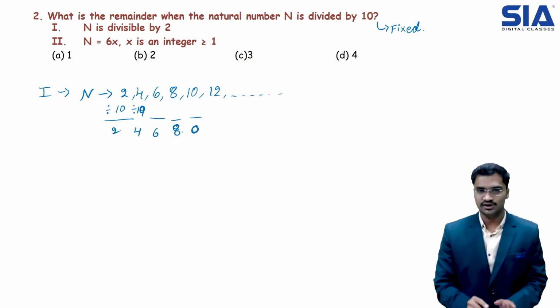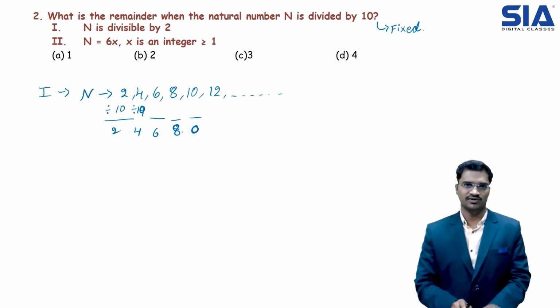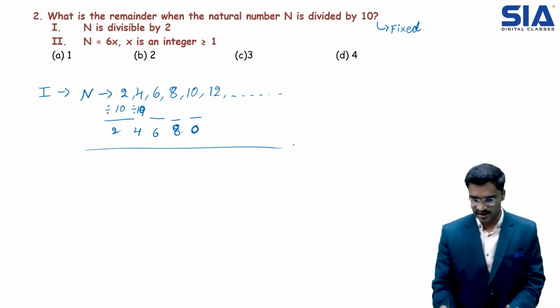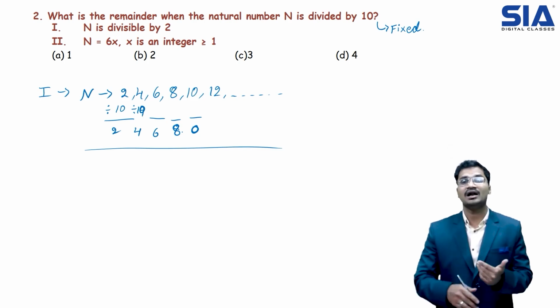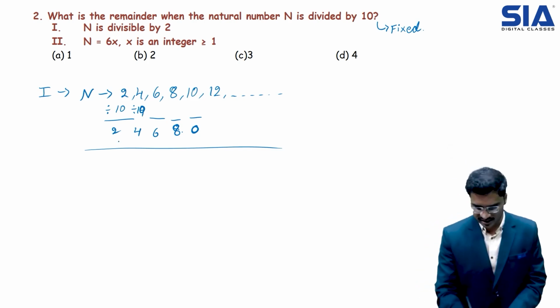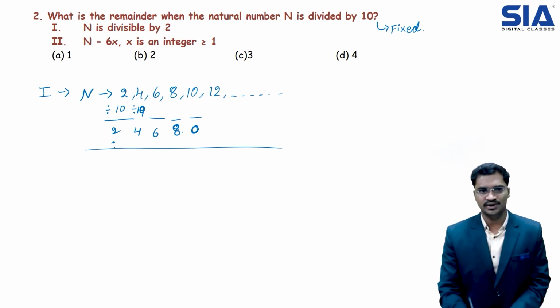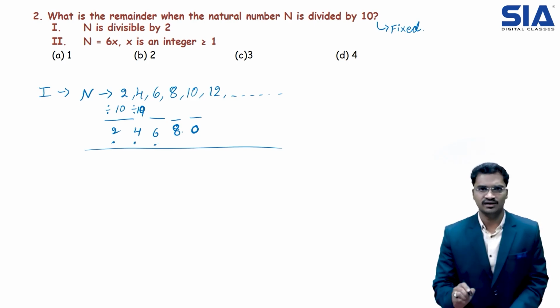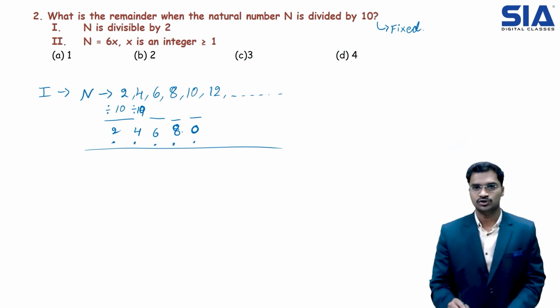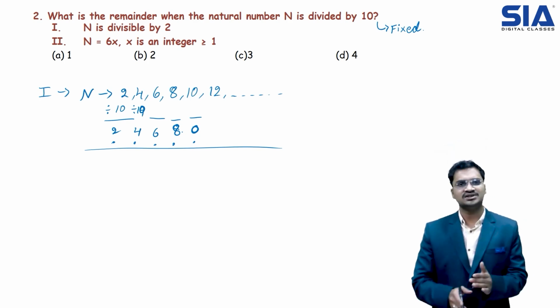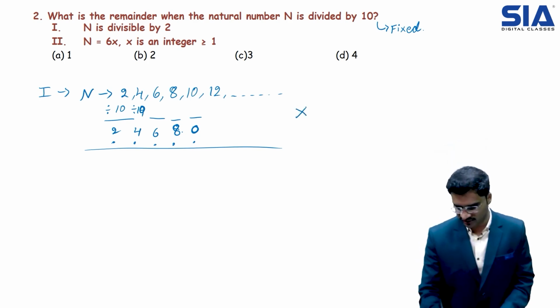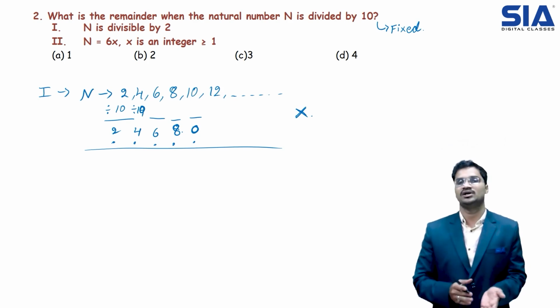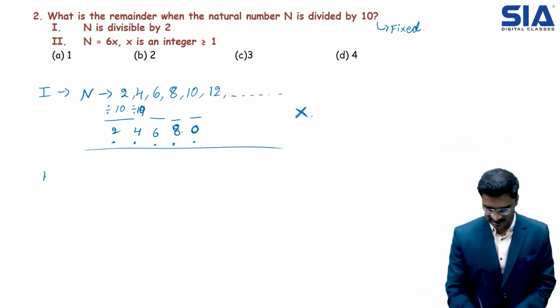So after solving some n values, I can say that the remainder values in the first statement are not equal. So the remainder here is changing. Once it is coming as 2, then 4, then 6, then 8, then 0. So here I am not getting a fixed remainder. So statement 1 is excluded. Now coming to the second statement.